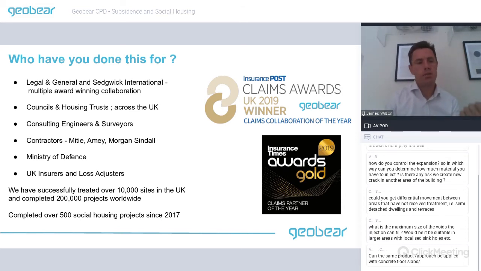Housing associations, councils like Hammersmith and Fulham, like Notting Hill, we've done projects for, engineers, surveyors, and then large contractors, so contractors that have maintenance frameworks for lots of housing association properties or council properties. They could have subsidence in some of their properties, so we work for a lot of contractors. MOD we do work for. They've got a huge amount of housing all over the UK in various states of disrepair. And then loss adjusters and insurance companies.